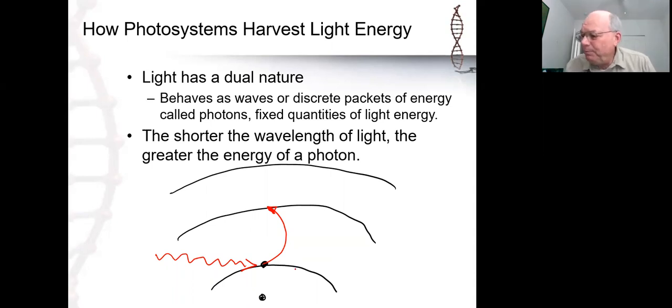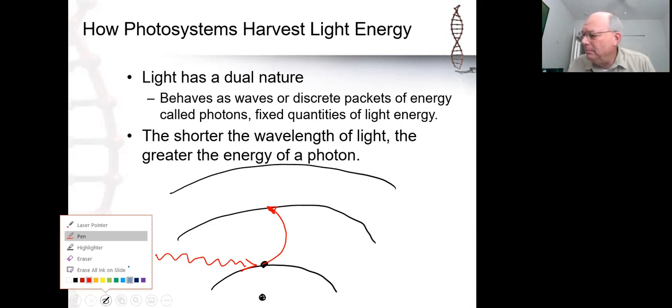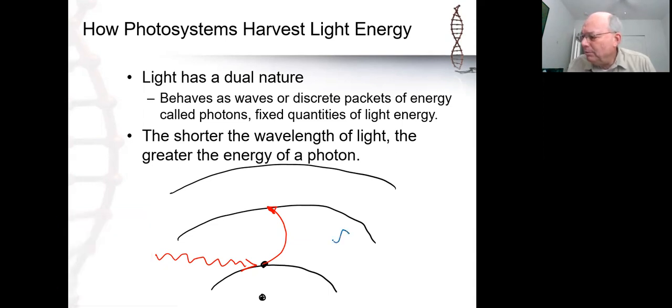If it's a photon of blue light, here's the photon of blue light coming in, and it collides with the electron. Well, remember, blue light is at the short wavelength end of the spectrum. That's the high energy end of the spectrum. And so you'll get it jumping out to here.